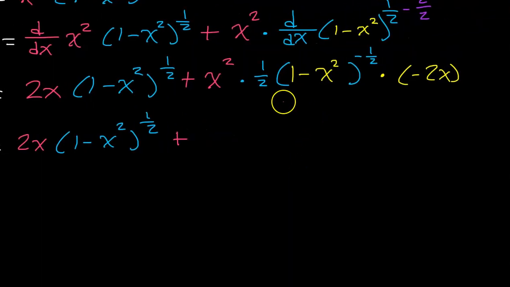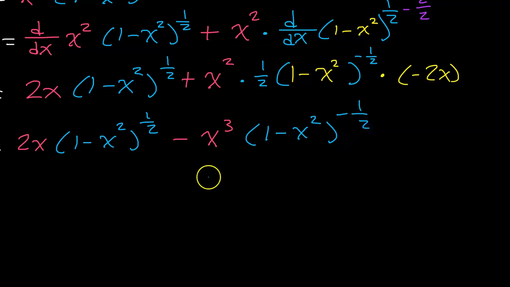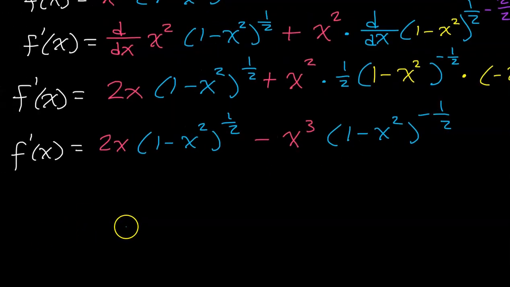All right, but now let's clean this up a little bit. The negative 2 times 1/2 is going to be -1. So actually I'm going to change this to minus because of that. But the 2's cancel each other out. We have x times x squared will be x to the 3rd power. And then we have the factor 1 minus x squared to the -1/2 power. All right, so that's a little bit better.